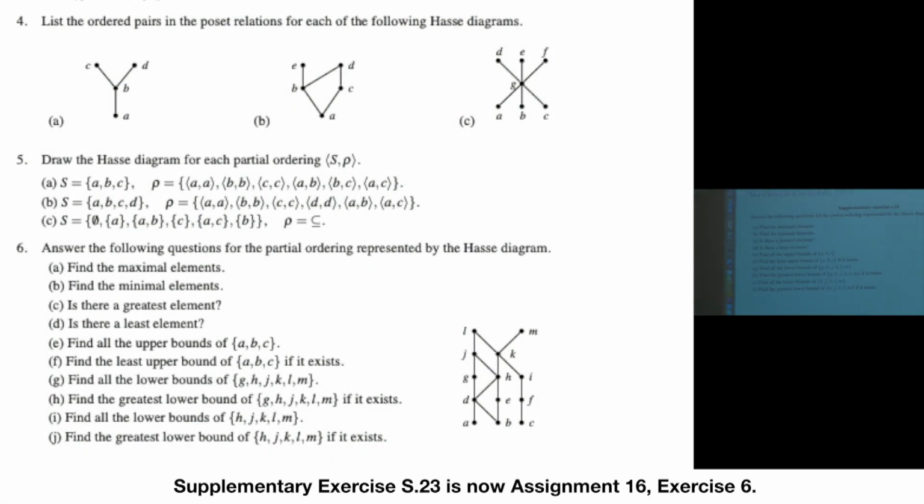Let's do S.23. Oh, this is maximal, minimal, etc. Answer the following questions for the partial ordering represented by this Hasse diagram. So here's a Hasse diagram. Got ABC down here at the bottom, and you got all this stuff going up. Right?